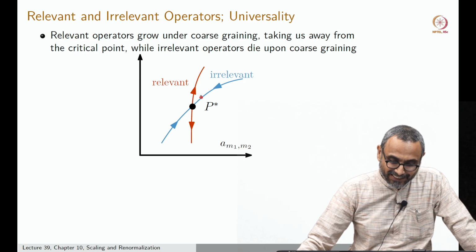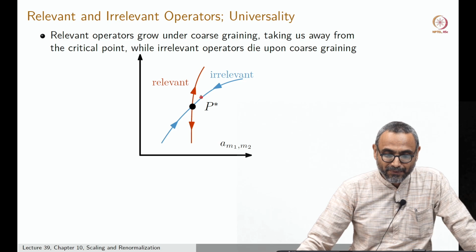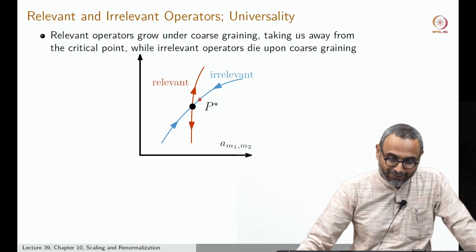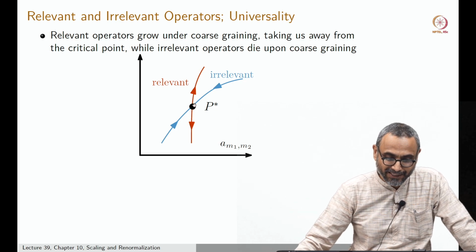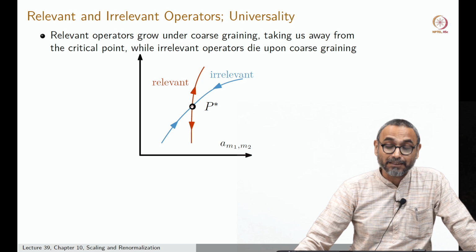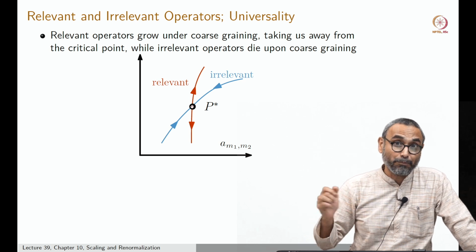where this red marker is, the mouse pointer, if it is here, and if this O1 operator were irrelevant, then under the renormalization group flow, as I am increasing S, it will just flow back, it will come and sit here, and it will come back and sit at the point P star.